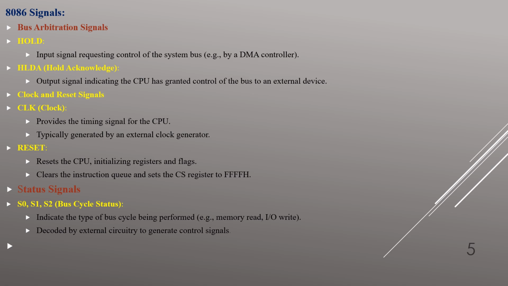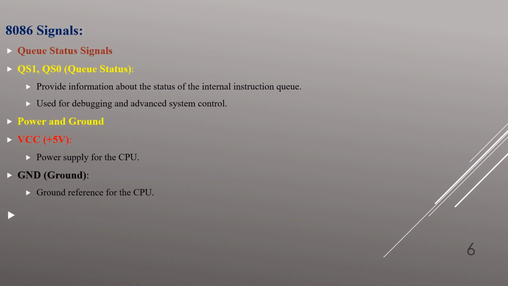And what are the status signals now? Status signals mean S0, S1, S2, the bus cycle status. They are decoded by external circuitry to generate appropriate control signals for memory and input-output devices, facilitating the correct operation of data transfer. Now moving to the next part, the QS status. This signal provides information about the status of the internal instruction queue. They are used for debugging and advanced system control, indicating whether the queue is empty or contains instructions.